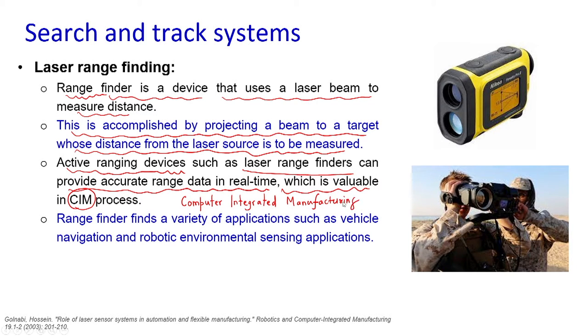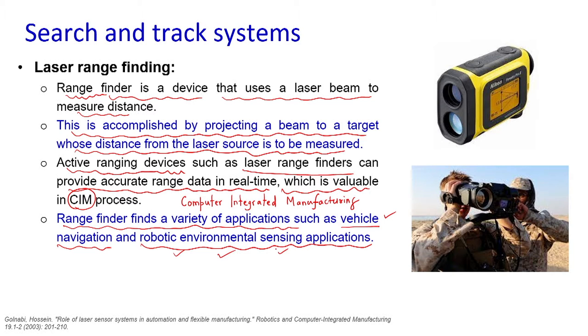So this is quite a wide term, computer integrated manufacturing, and it involves automation as well. Range finders find a variety of applications such as vehicle navigation and robotic environmental sensing applications. So as far as manufacturing automation is concerned, the range finder helps us for vehicle navigation and robotic environmental sensing applications.